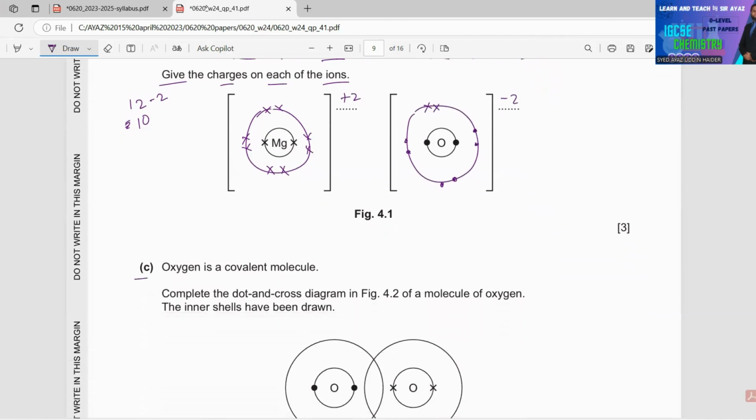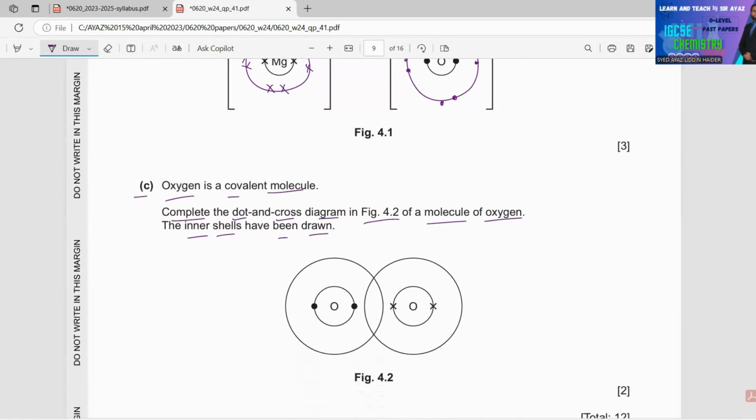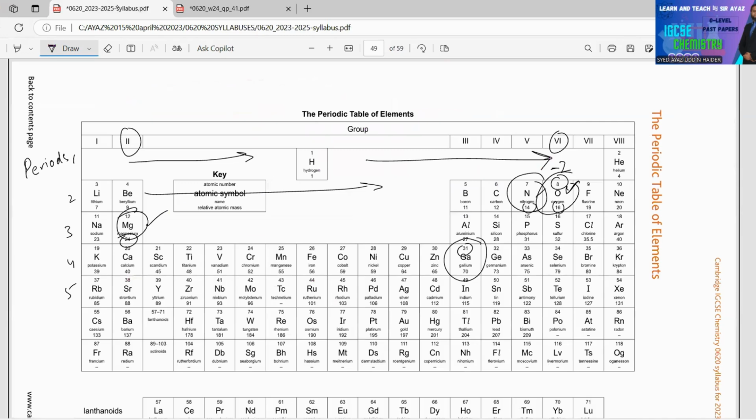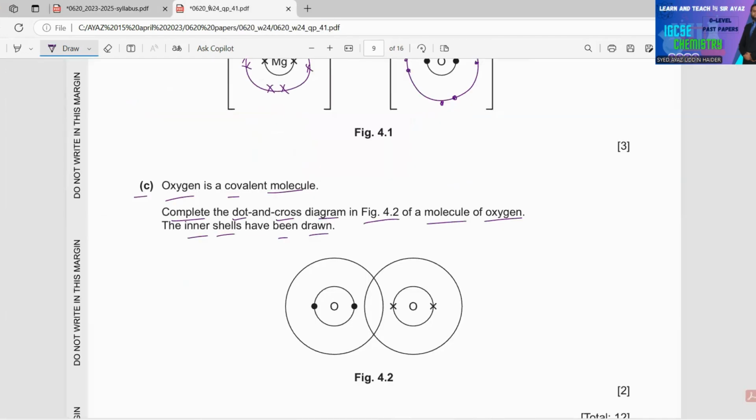C. Oxygen is a covalent molecule. Complete the dot and cross diagram in figure 4.2 of a molecule of oxygen. The inner shells have been drawn. Both the oxygen atoms are in group 6, which means they have 6 valence electrons. And it also means they need 2 electrons. 2 electrons are needed by each oxygen atom to complete their valence shells. And they are going to share 2 of their valence electrons with each other.